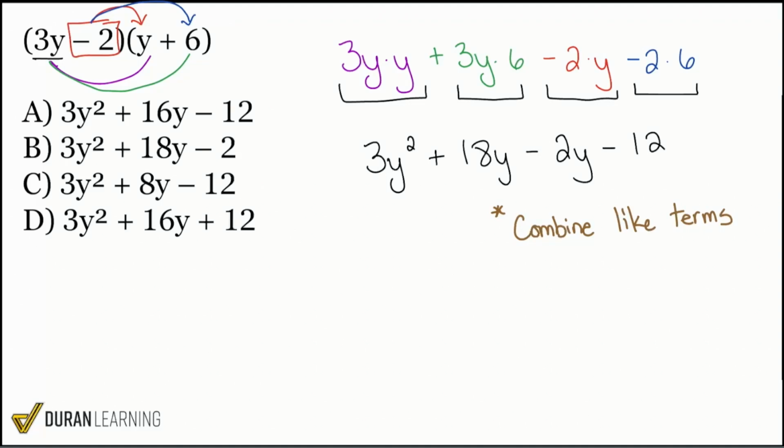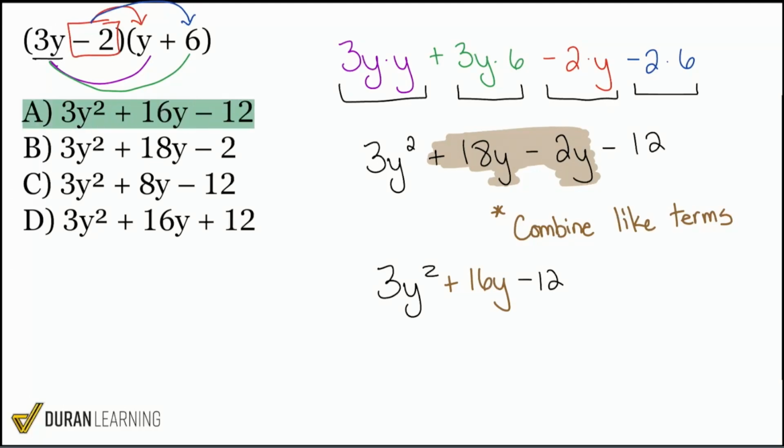Remember that terms are alike only if they share the same variables and exponents. So we have the negative 2y with the positive 18y that we can combine. As a nice final step, we are taking a look at positive 18 minus 2, of the same variable. 18 of these y's minus 2 of these y's gives us 16 y's left. So that's going to be 3y squared plus 16y minus 12. And so the correct answer is going to be answer choice A.